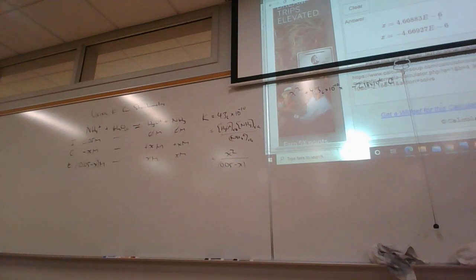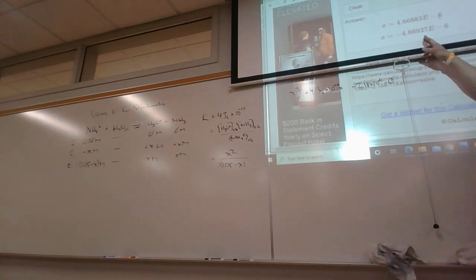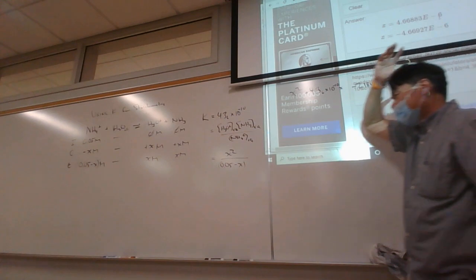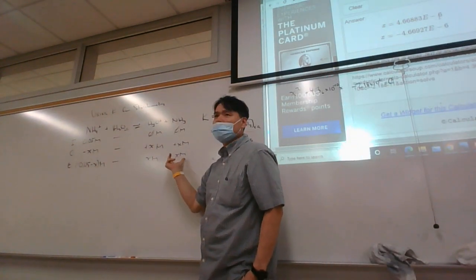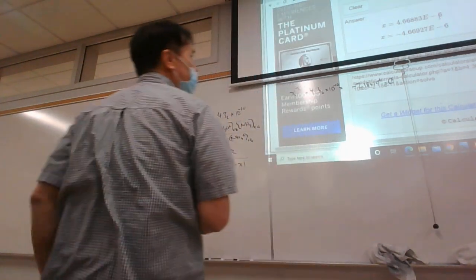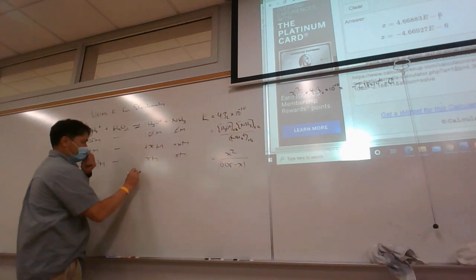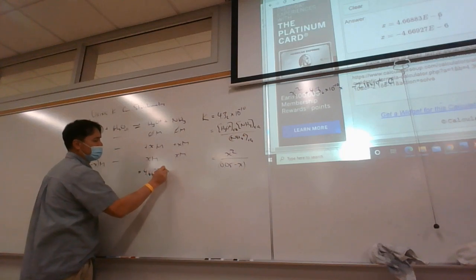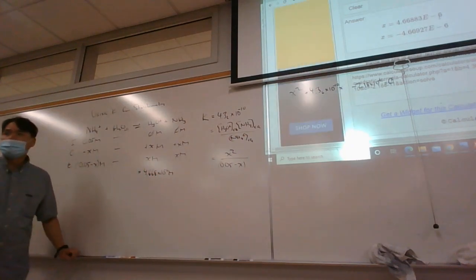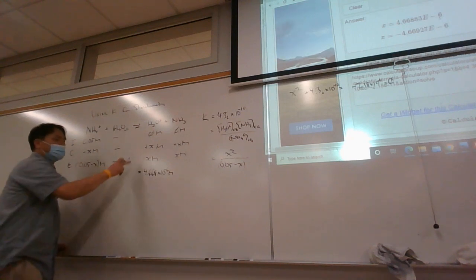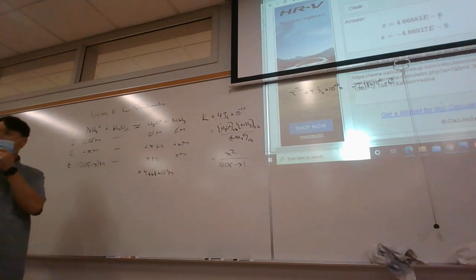So here are my x values. I have plus and minus 4.668 times 10 to the minus 6. It cannot be minus. We can't have a negative concentration here. It wouldn't make sense. So this has got to be plus 4.668 times 10 to the minus 6 molar. All right, so that should be the hydronium ion. We can figure out the other concentrations as well.